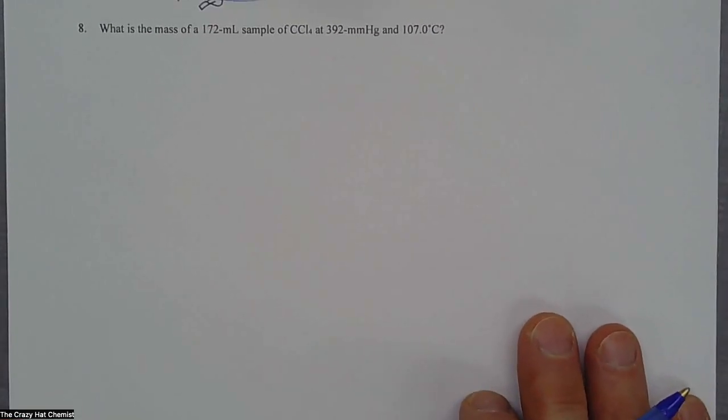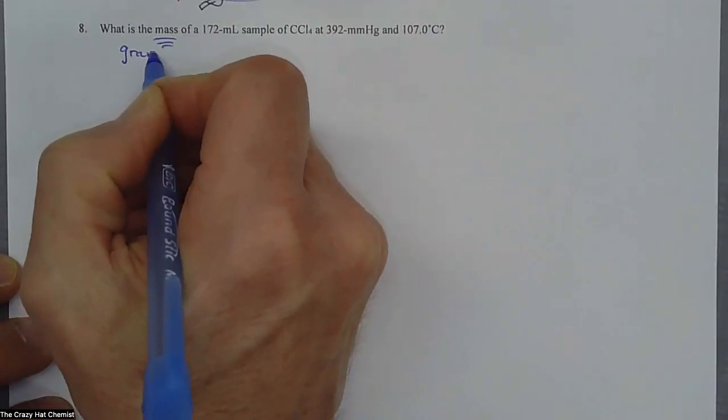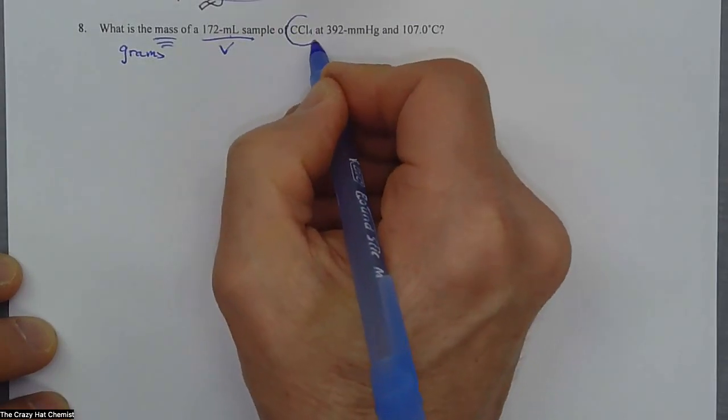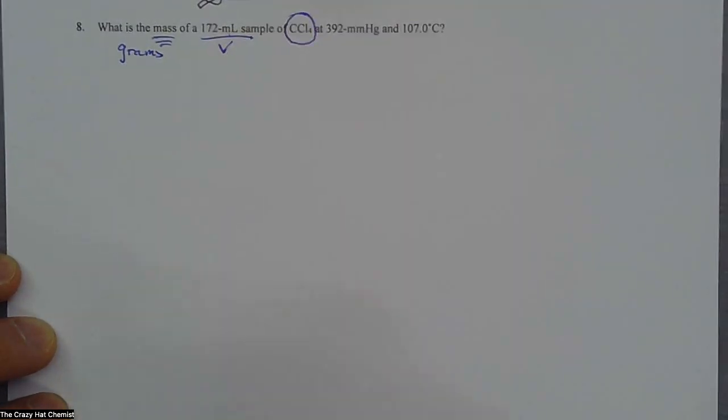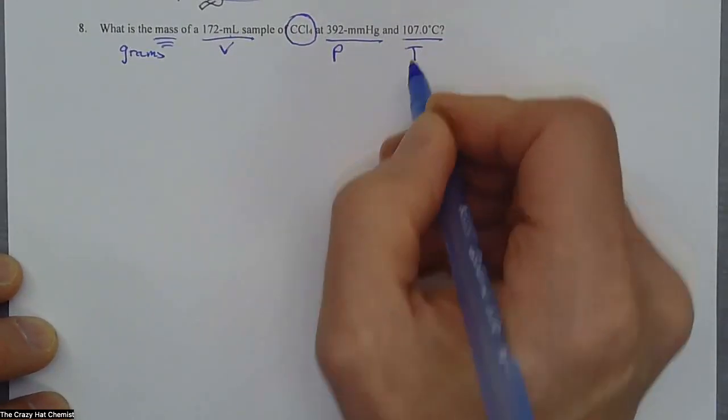All right. So here we go. Number 8. It says, what is the mass, grams? That's going to be our units here. It's going to be grams. I have a volume, that's because it's milliliters. I have carbon tetrachloride, that's CCl4. I have millimeters of mercury, that's a pressure, and I have degrees Celsius, that's a temperature.